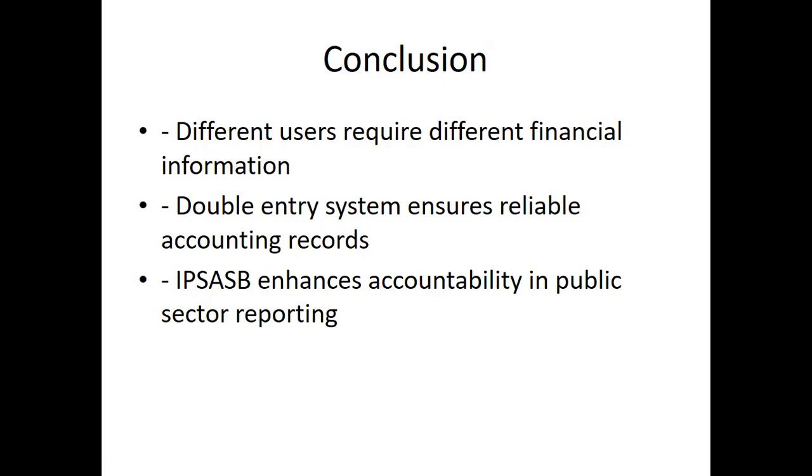So in conclusion, different users require different financial information. That is because we have explained how the owners, the suppliers, the customers, the lenders, how they require information on this financial information. So different users require different financial information depending on the environment that he or she is in. The double entry system also ensures reliable accounting records, and the IPSASB enhances accountability in public sector reporting. So that was the brief class.